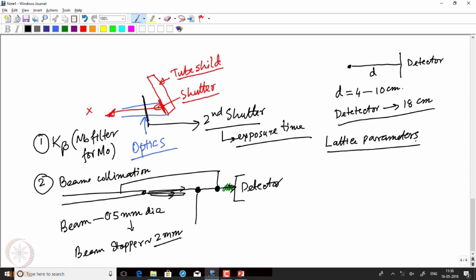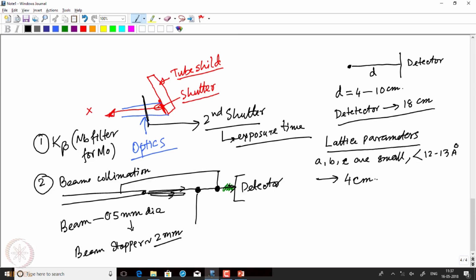If the lattice parameters A, B, C are small, maybe less than 12 to 13 angstrom, all of them, that means the unit cell is very small. So in that case, a smaller detector distance is suitable.